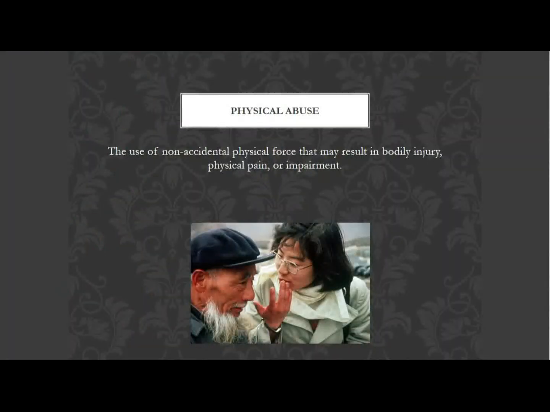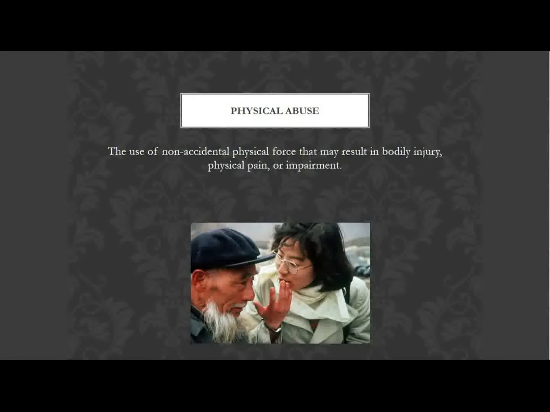Physical abuse. Physical abuse is the use of non-accidental physical force that may result in bodily injury, physical pain, or impairment. That is, you are caring for an elderly person, and in caring for that person, you may use force in dealing with them. You may carelessly administer the medication. You may intimidate them and so on. So these are some of the ways that the abuse can occur.